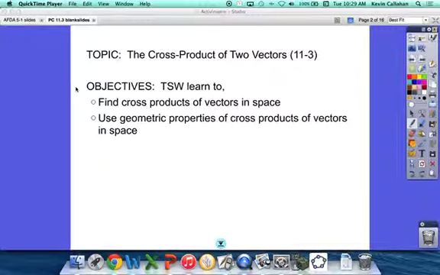And the dot product we were able to do in the plane on a flat surface, and we were able to do it in 3D. But this is one you can only do in 3D. It does not work in 2D. That's why it's not addressed.